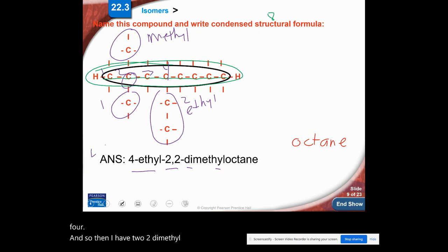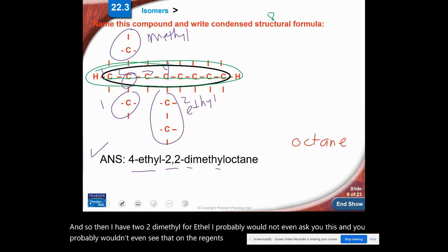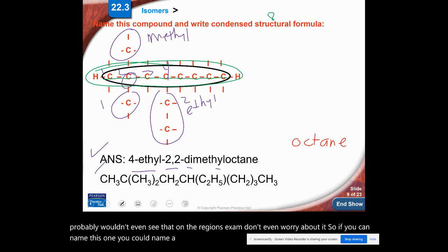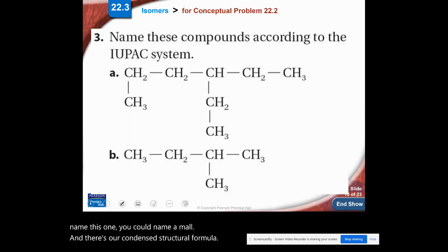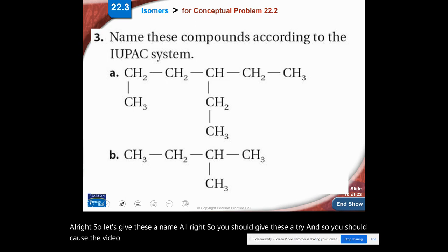I probably would not even ask you this, and you probably wouldn't even see that on the Regents exam. Don't even worry about it. If you can name this one, you could name them all. And there's our condensed structural formula. All right, so let's give these a name. You should give these a try. You should pause the video and see if you can do that first.